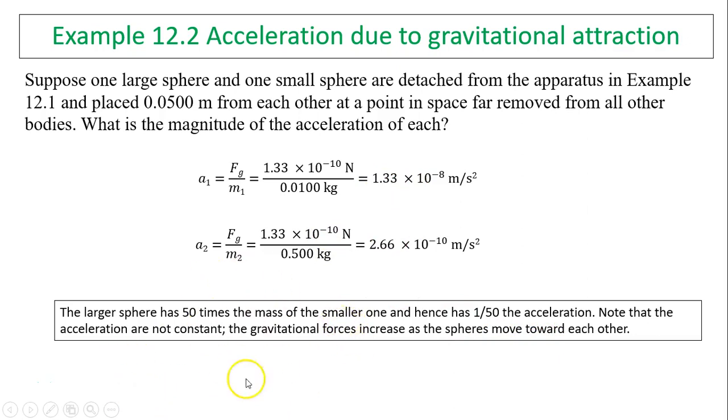Note one thing: this acceleration is not constant. It is only at that instant when the two masses are 0.05 meters apart. Because there is a force, the masses are going to move close to each other. So gravitational force increases as the spheres move toward each other. Therefore, acceleration also increases.